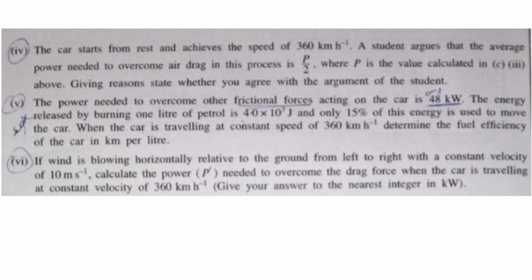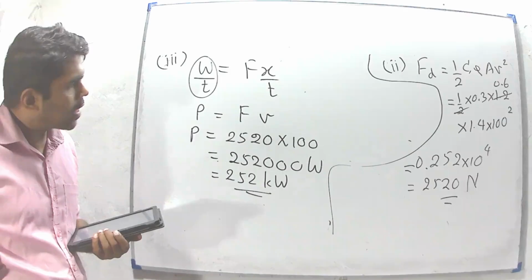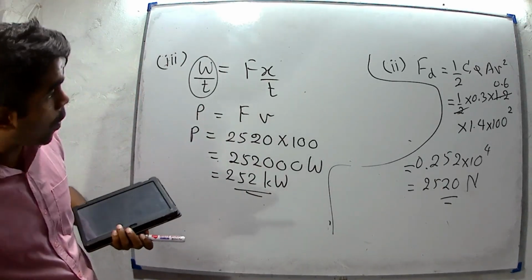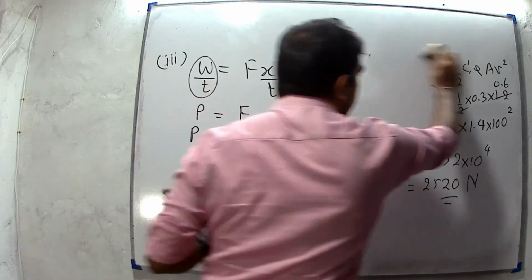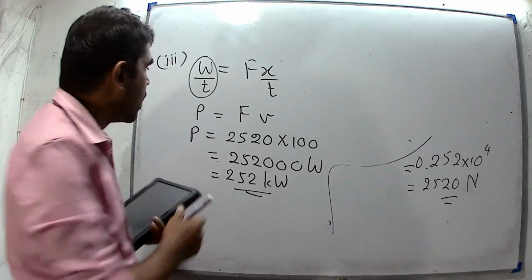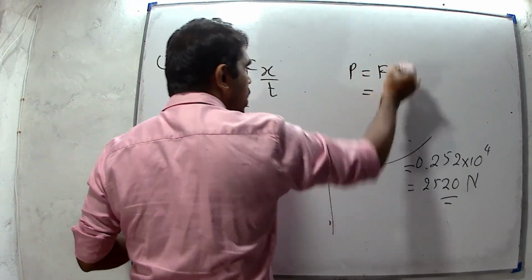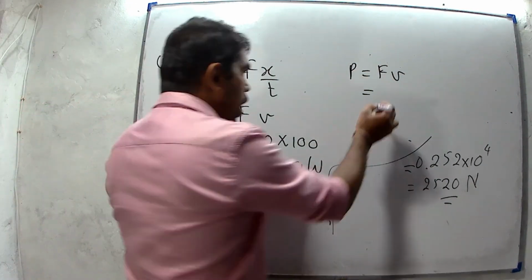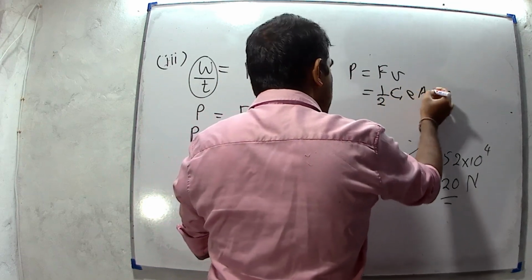In part 4, the car starts from rest and achieves a speed of 360 kilometers per hour. A student argues that the average power needed to overcome air drag in this process is P over 2, where P is the value calculated in part 3 above. Give reasons and state whether you can agree with the argument of the student. We can substitute the force value by using the given equation. Then I will use power equals force into velocity. Now I will use the equation for the drag force, half C rho A V squared into V.